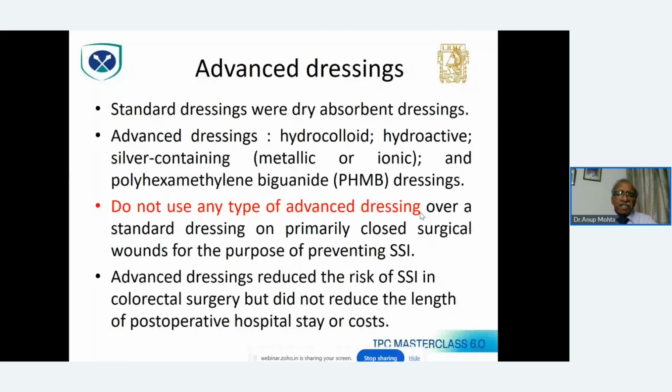Now, advanced dressings have been shown in certain studies to reduce the risk of SSI in colorectal surgery, but it does not reduce the length of post-op hospital stay or the costs. Okay.